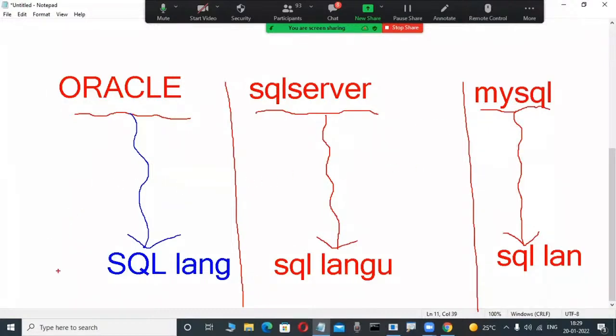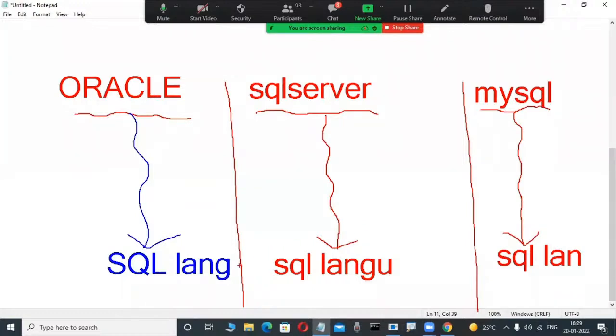These all persons are using what? A SQL language only, but are these all SQL languages the same or different? Only one answer is correct. Easy. Maybe some technical persons in our class can tell. Are these all SQL languages the same or different?